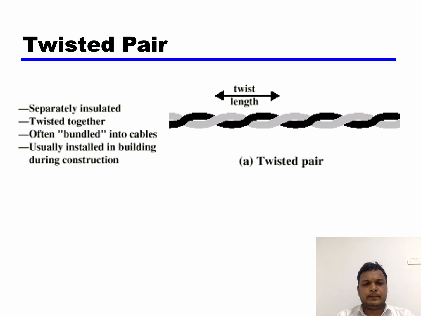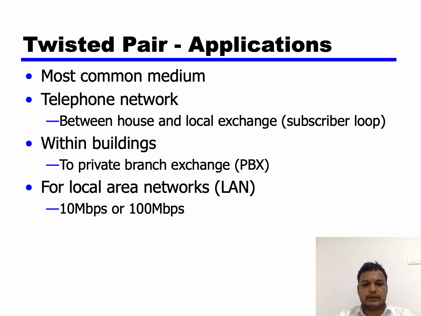So this is the diagrammatic representation of the twisted pair cable. Two cables are twisted together. Each individual cable is shielded, and they are bundled into the cables. Generally, we use this type of cable in building construction. The twisted pair cable is the most common medium. It can be used for the telephone network, for building construction, and for local area networks also.